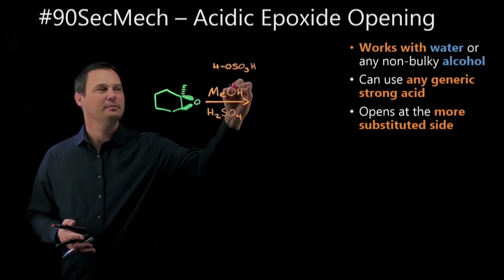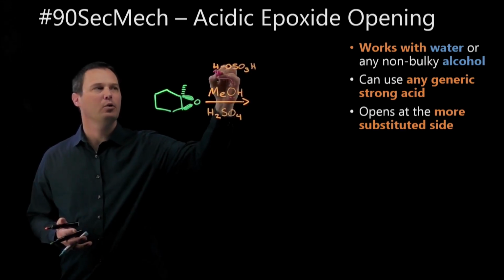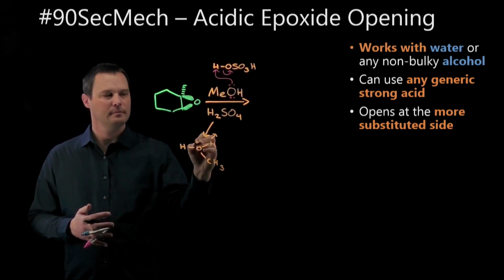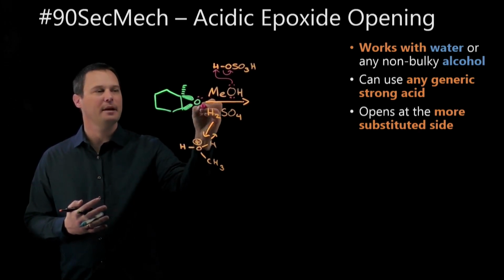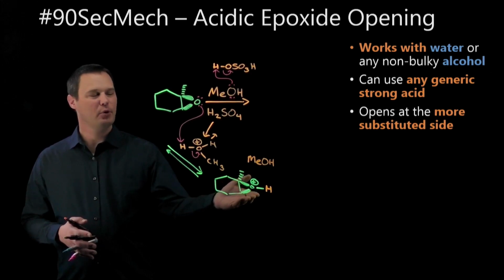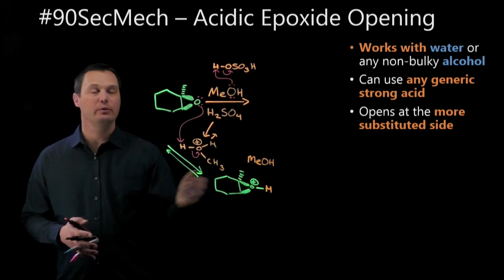The first step in this mechanism is to protonate the methanol, or the water, or whatever small alcohol you're using. That forms the protonated alcohol, and we can transfer the acidic proton to the epoxide. That protonates the epoxide and activates it so a weak neutral nucleophile can attack.